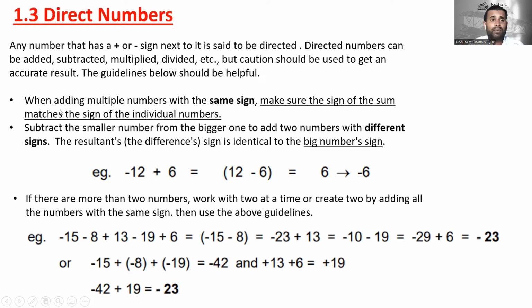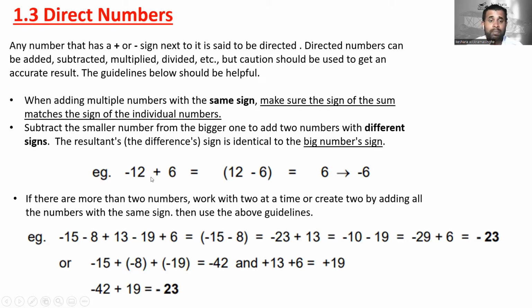The first one is adding multiple numbers with the same sign. Example, +1 +1 or +1 +9, same sign. Make sure the sign of the sum matches the sign of the individual numbers. To add 2 numbers with different signs, subtract the smaller number from the bigger one. The sign of the difference is identical to the bigger number's sign. For example, -12 plus 6. So we have to add +12 -6, and we take the minus here. Then the answer is 6, but the sign should be equal to the sign of the biggest number.